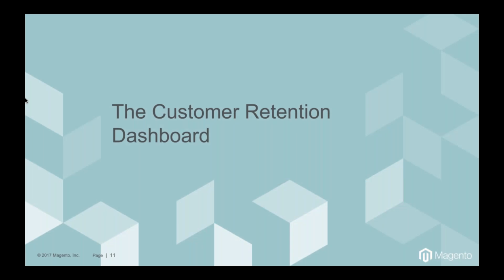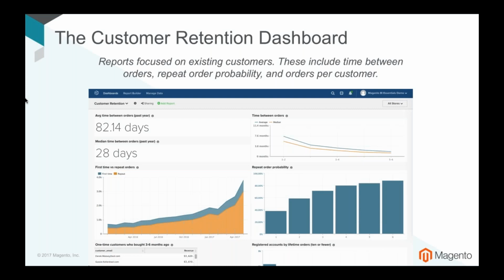But it gets even more fun when you start to dig into other dashboards like customer retention. So the customer retention dashboard is doing exactly what you think it might. It's focusing on existing customers and their likelihood to come back and buy again. But there are a lot of inputs to this. So it's not just about did they come back and purchase again. There is a lot that can be learned around things like how long did it take for them to come back and make a repeat purchase?